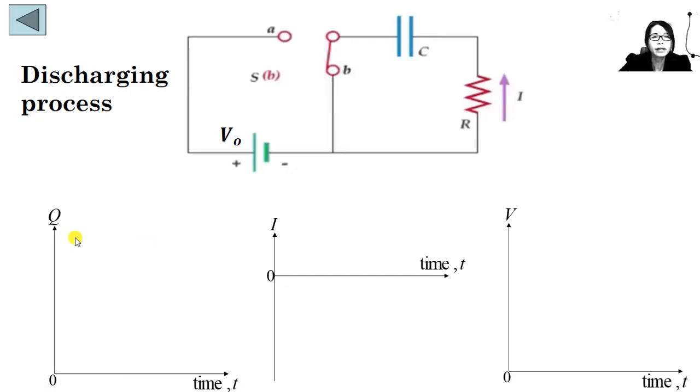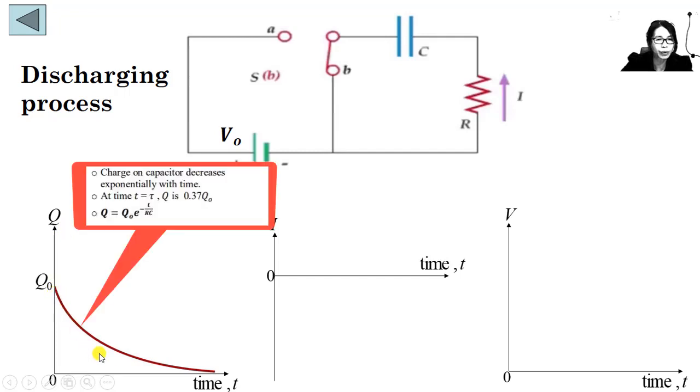So class, now let us see the variation of charge, current and voltage across the capacitor against time during the discharging process. During the discharging process, we find out that the charge on the capacitor will decrease exponentially with time. At time t equal to the time constant, the charge is only 0.37 of its initial or maximum value.